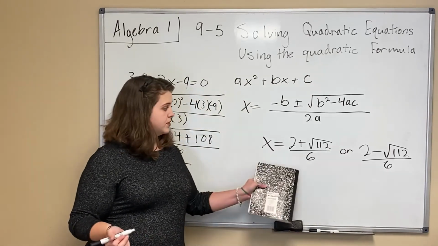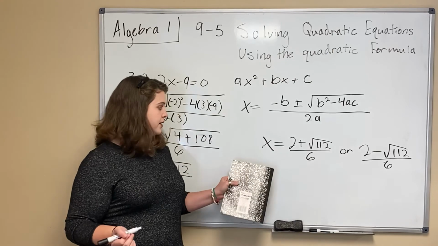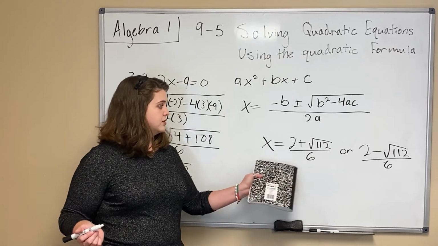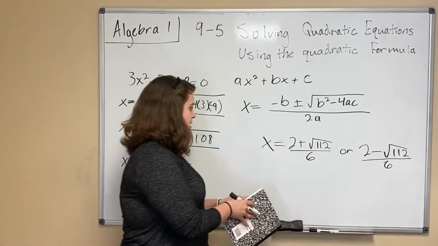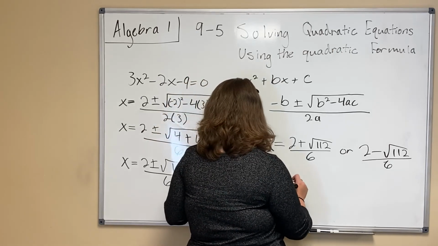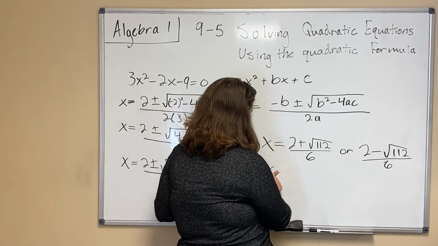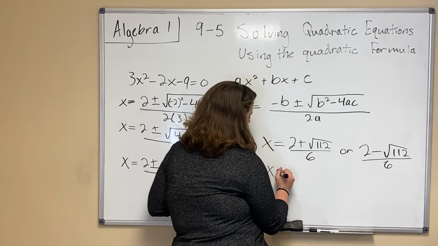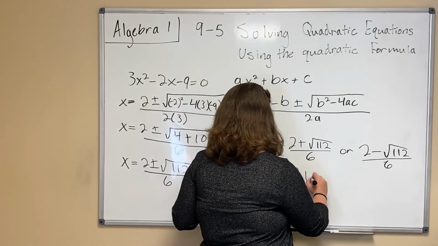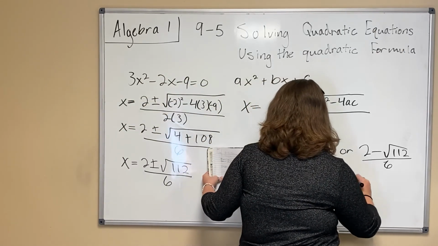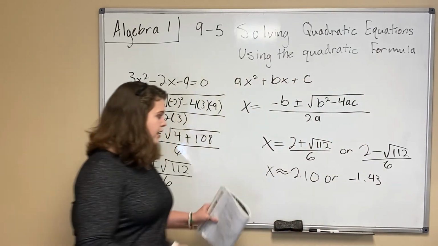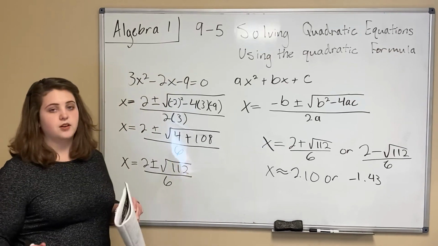Once I've split it up, then you can go ahead and just put them into your calculator. Make sure that you're rounding off to the nearest hundredth, and for this one you should get x is approximately, we use little squigglies when we mean about, it's about 2.10 or negative 1.43. And it's okay to use your calculator for the square roots that aren't perfect squares.